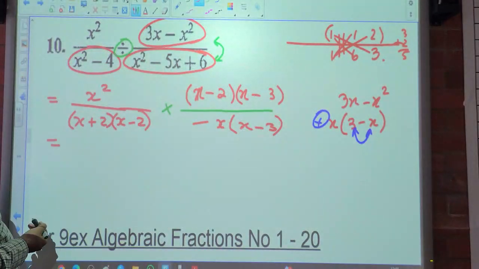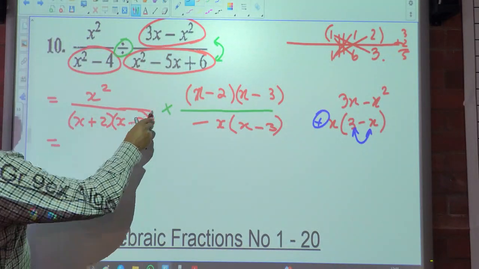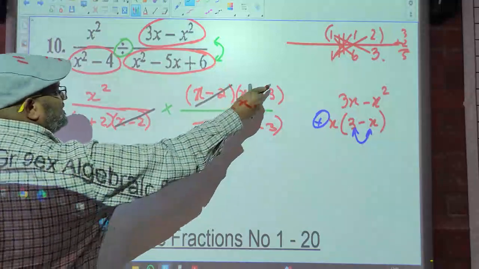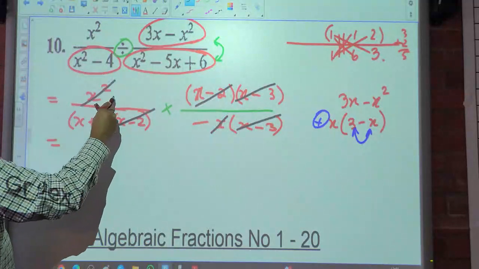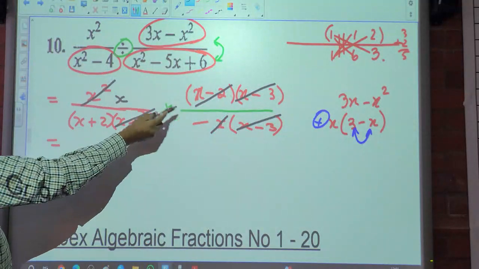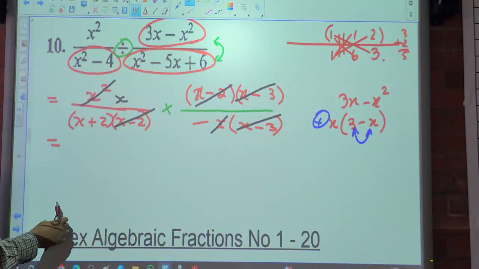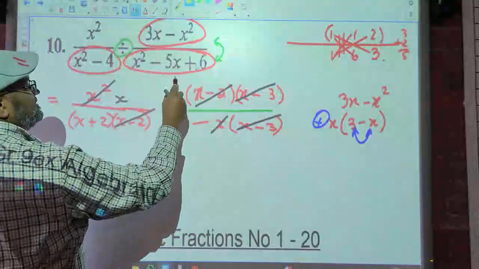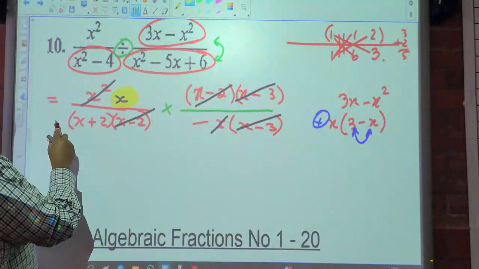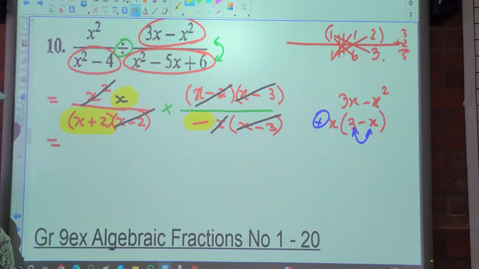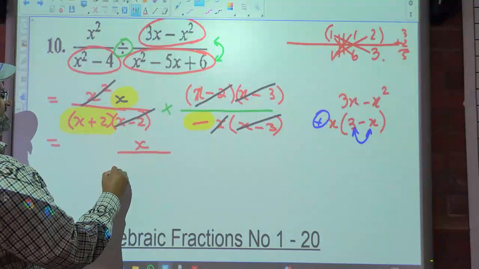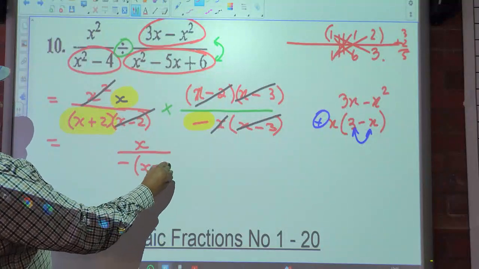So what's going to happen now? You can cancel. x minus 2 cancels x minus 2, x minus 3 cancels x minus 3. x goes into x squared x times, or x squared divided by x is x. So what are we left with? x on top and at the bottom x plus 2 and a negative. So what do I have? x over negative into x plus 2.